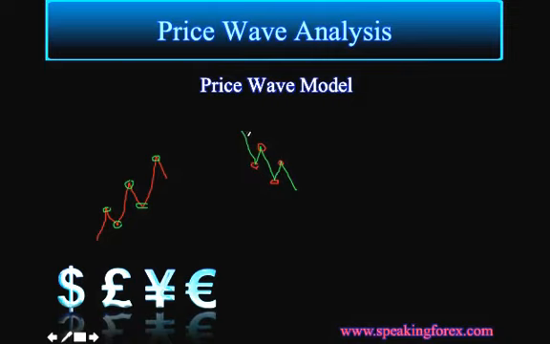So for instance, if we're looking at this downtrend here, we have wave down, wave up, wave down, wave up, wave down. These down waves are called impulse waves. These small retracement waves, we can call them retracement waves, but the more common term is corrective waves. So the impulse wave goes in the direction of the trend, and the corrective wave goes in the opposite direction.